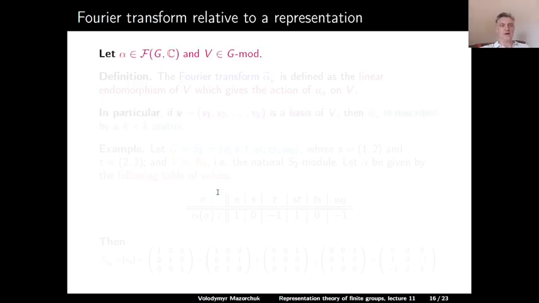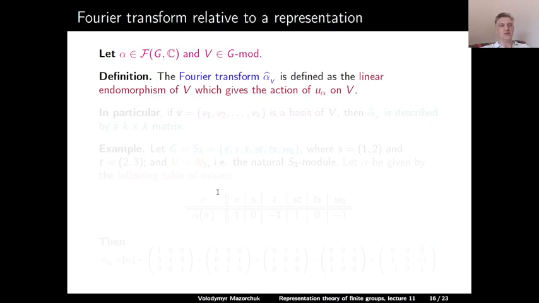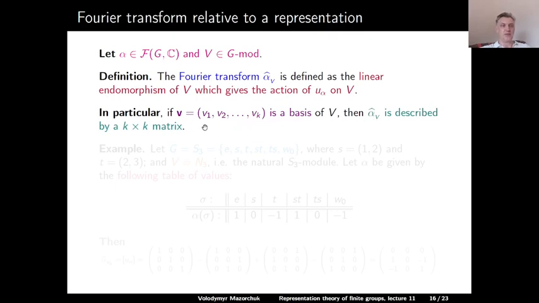So let alpha be a function from G to C and V be a G module. Definition: the Fourier transform alpha hat sub V is defined as the linear endomorphism of V which gives the action of the element U alpha on V. In particular, if we fix a basis in V consisting of elements v1, v2, and so on, vk, then this linear operator alpha hat sub V can be described by a k times k matrix.